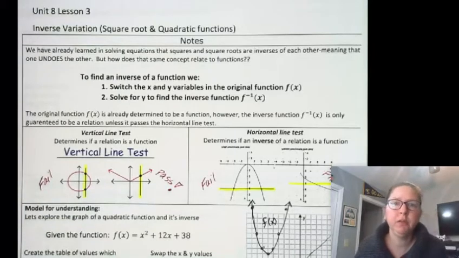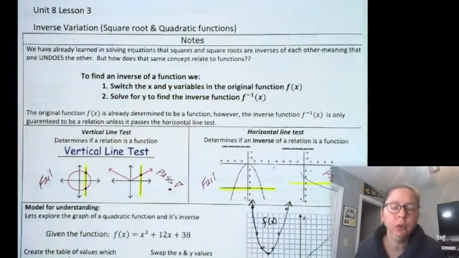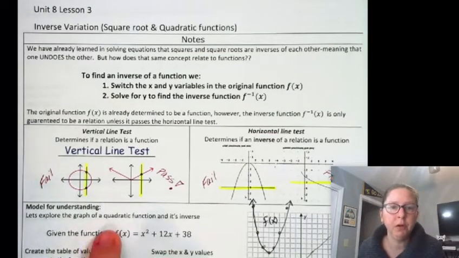So we've already learned that when solving equations, we know that squares and square roots are inverses of one another. And so when we're talking about their functions, they are also inverses of one another. In order to find an inverse function, we're going to swap the x and y variables around and then solve for y in the new problem, and then we'll have a new function.